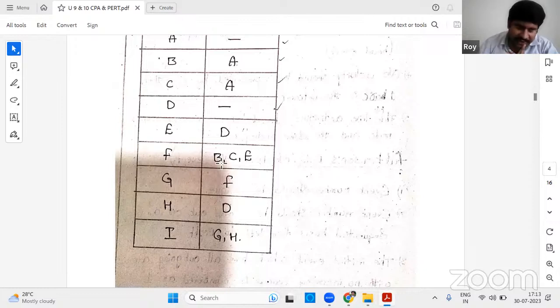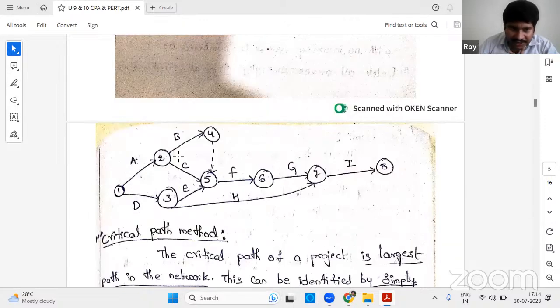D is also drawn. D is the predecessor. F is coming out from B, C, E. Where are B, C, E? This is B, this is C, and this is E. From these three, F should come. F's predecessors are B, C, and E. But B doesn't have any other activity beforehand. That is why it ended here. I am drawing a dummy activity to connect this 4 to 5, because for F, B and C are the predecessors.